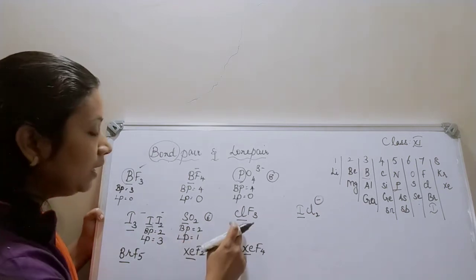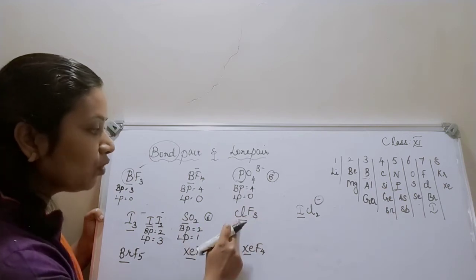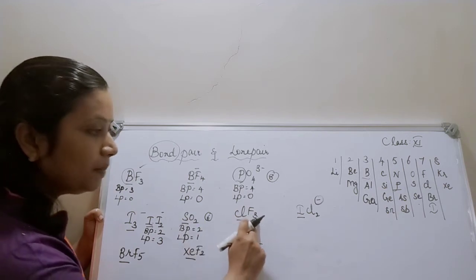Now moving to ClF3. How many fluorine atoms are forming a bond with chlorine? How many bonded pairs are there?